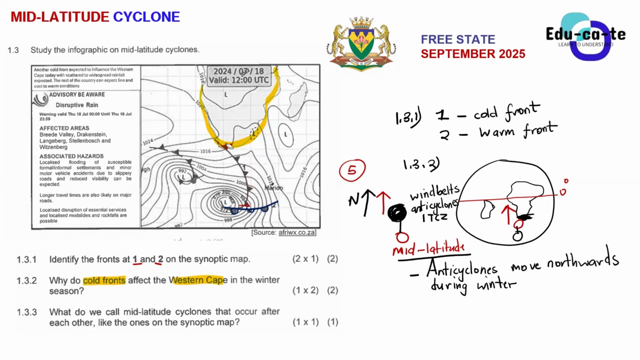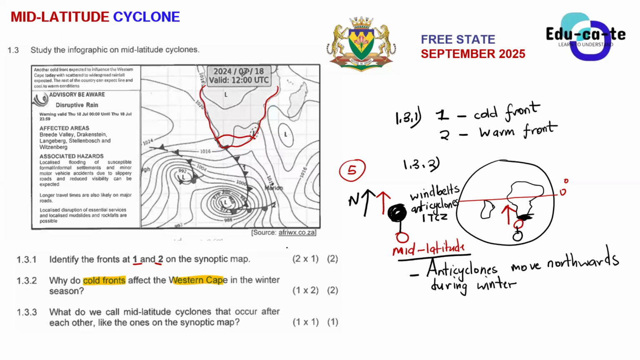Yes, sir. So South Africa experiences the attack from the mid-latitude cyclone during winter, because during winter the anticyclones will move northwards, such that the mid-latitude cyclone will also follow them and move northwards as well, affecting this Western Cape region of South Africa, the southwestern coast of South Africa, which is in the Western Cape, of course.